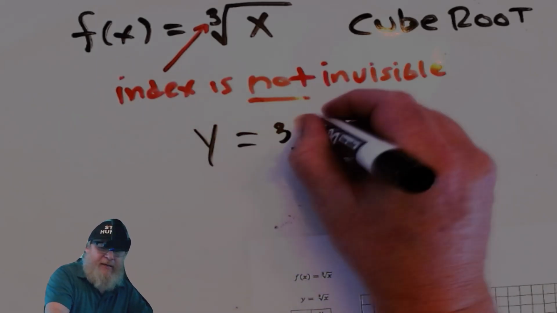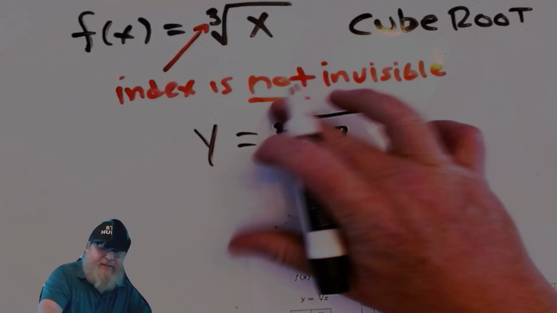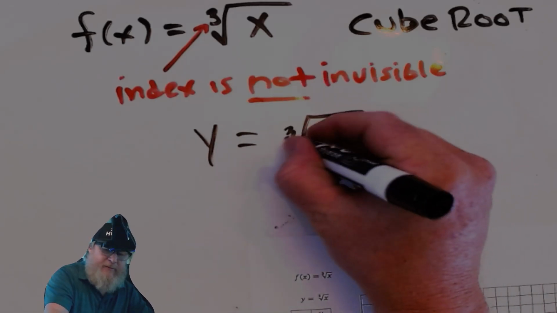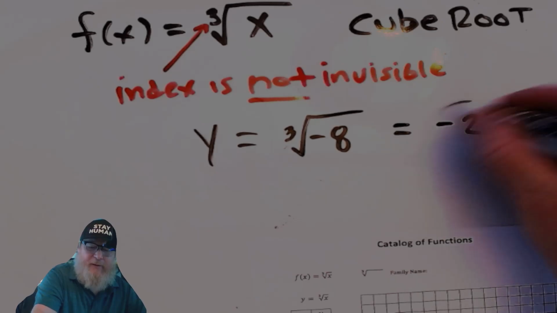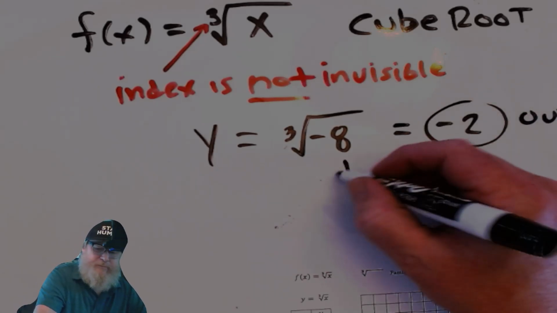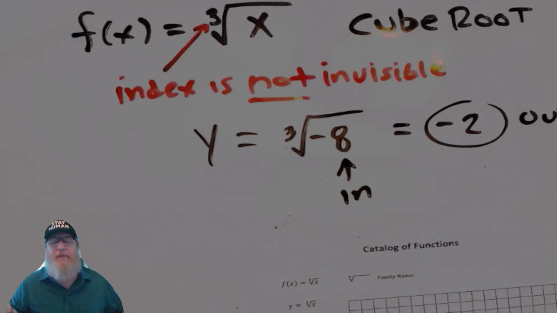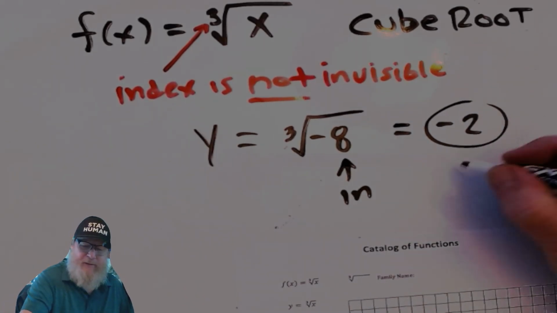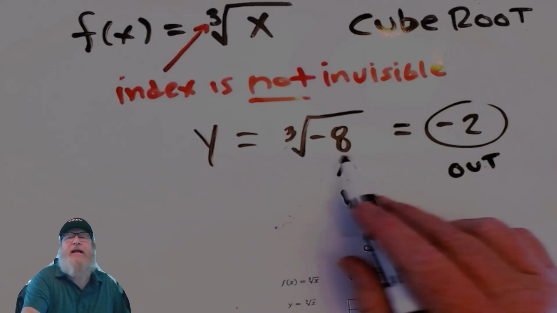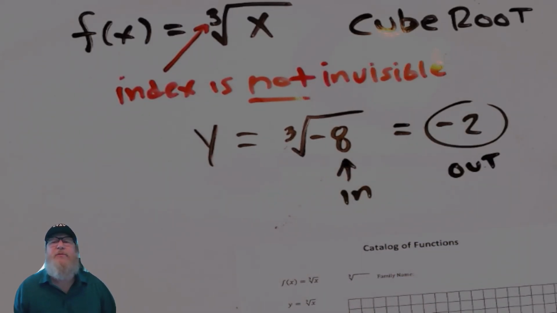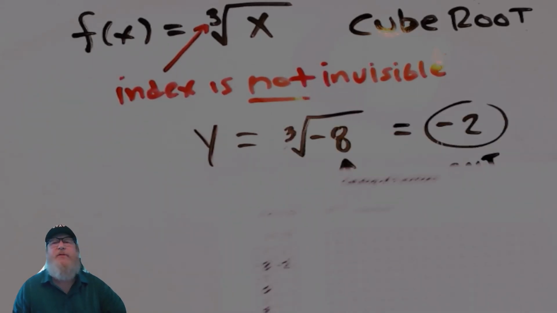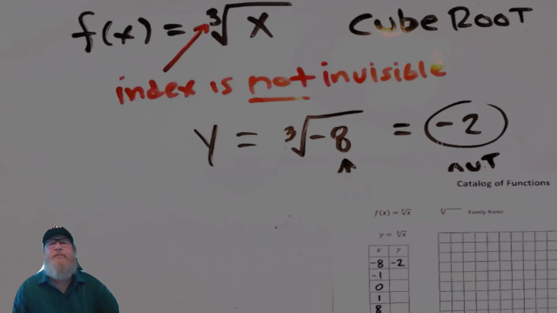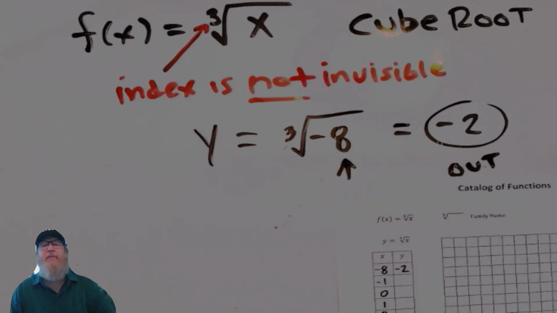We're going to plug in -8. All right, and then our output is going to be -2. Our input was -8, and our output is -2. So on my sheet here, my output is -2. There you go. Kind of line it up like that.